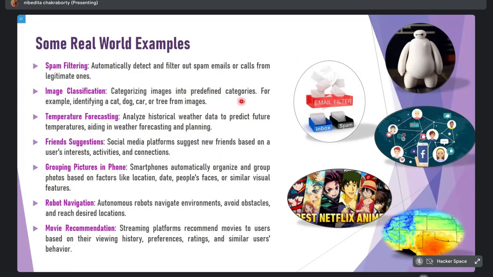Before we go into the details of what these algorithms are, let's go through what kind of different examples or applications we use every day. So we have spam filtering. Quickly tell me examples of spam filtering. Where have you seen spam filtering?